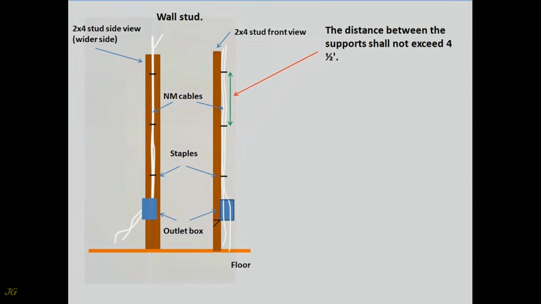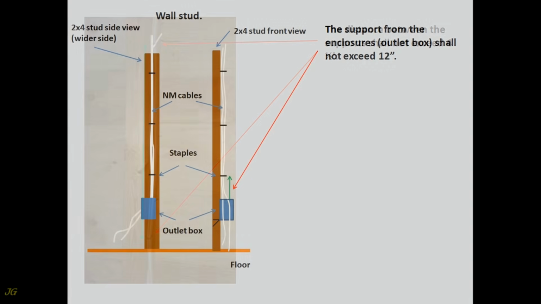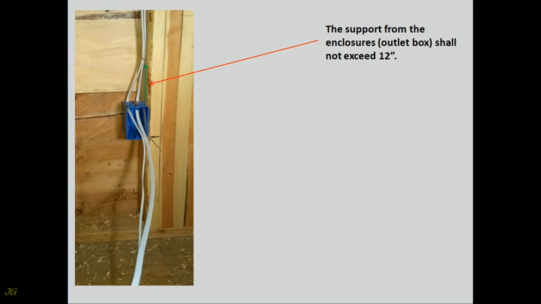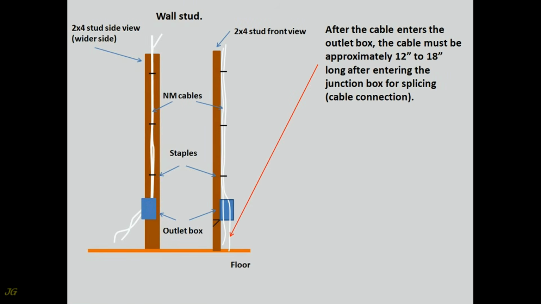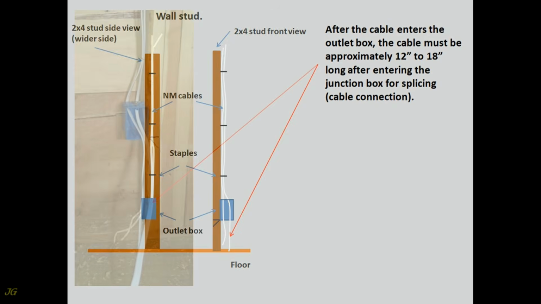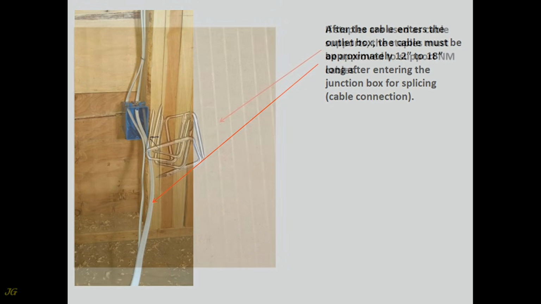The distance between the supports shall not exceed 4.5 feet. The support from the enclosures, outlet box, shall not exceed 12 inches. After the cable enters the outlet box, the cable must be approximately 12 inches to 18 inches long after entering the junction box for splicing, cable connection.